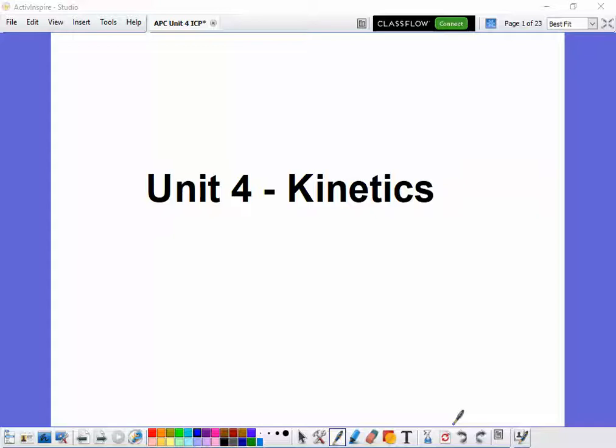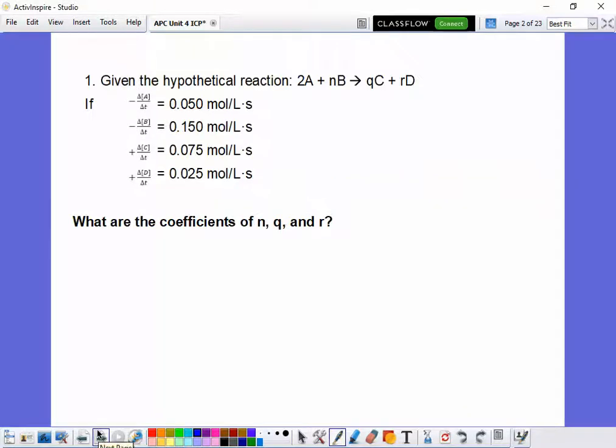Okay. So, reaction rates. Next class, we're doing a lab where we're going to look at different ways to change the rate of reaction, or change how fast or slow it occurs. But for right now, we're just going to be talking about how we can use the rate of reaction to find out other things about the reaction. So let's look at this hypothetical reaction here. 2A plus nB goes to qC plus rD, where n, q, and r are the coefficients on B, C, and D, respectively. And then we're given some information about those substances.